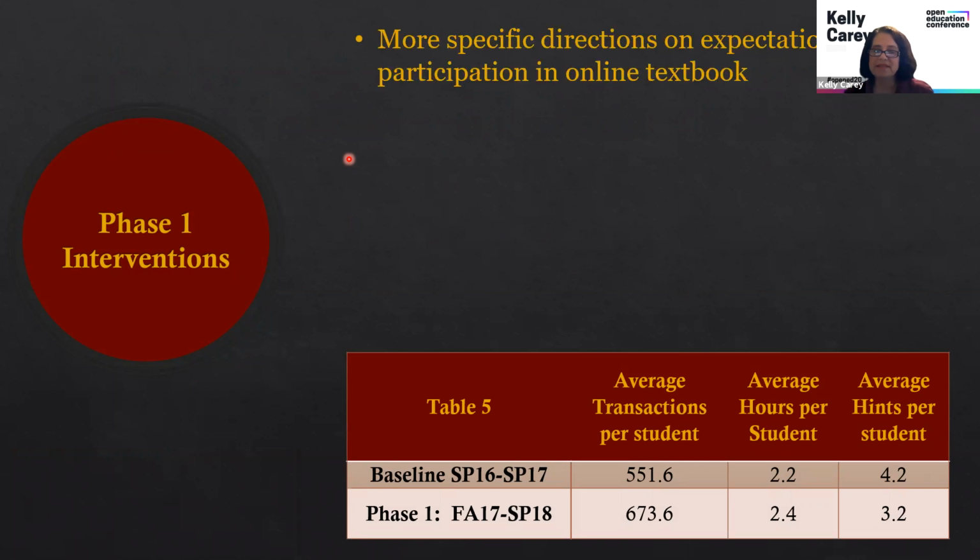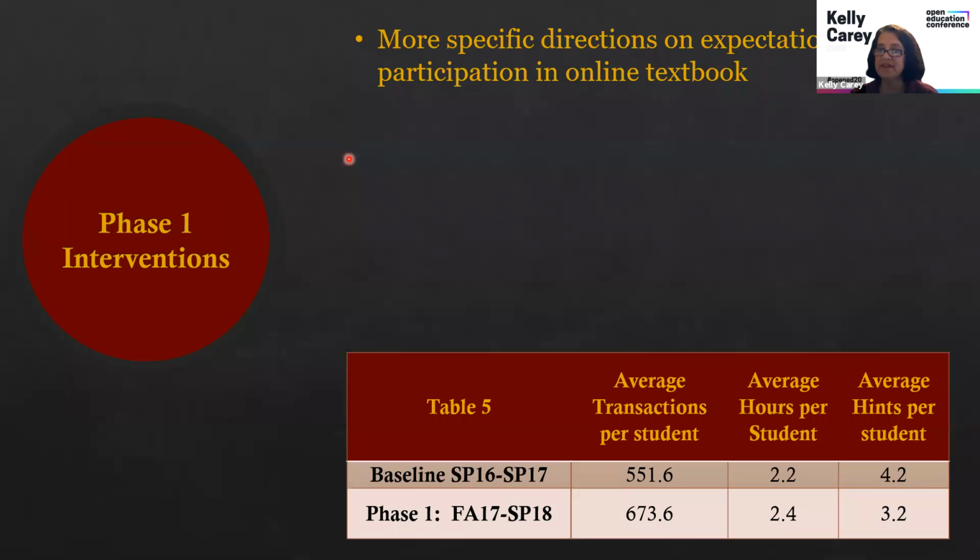After the first baseline year, so you can see at the bottom the data, the baseline spring 16 and spring 17, I broke that down into average transactions per student: 551.6 transactions per student in the whole textbook, which is not a lot really. Average student hours, 2.2. That's a whole semester.